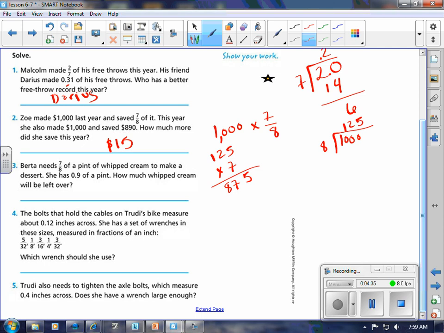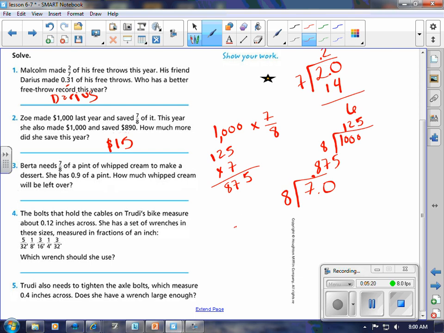Okay. Let's go on here. Berta needs 7/8 of a pint of whipped cream to make dessert. She has 9/10 of a pint. Does she have enough whipped cream, and what's going to be left over? So again, we're just going to change 7/8 to a decimal form. So I'm going to take 7 and divide it by 8. Okay, if you want to go ahead and pause the video to do this, then please do so. Okay. All right, so 7 divided by 8. I had to add that decimal. And then I get that it's 875 thousandths.